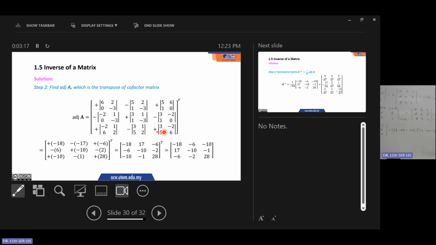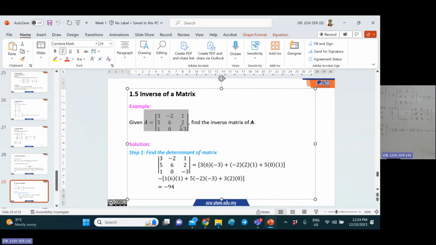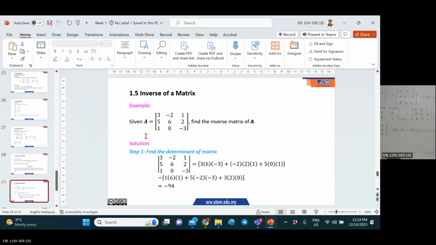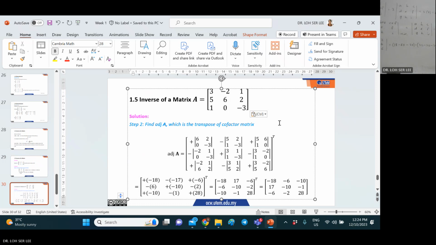The cofactor matrix is the matrix that contains cofactors. Remember what you learned just now, the cofactor, which is denoted by the uppercase A, is the alternating sign multiplied to the minor. So at this position, this one, I'll show you. I copy this one to that page.